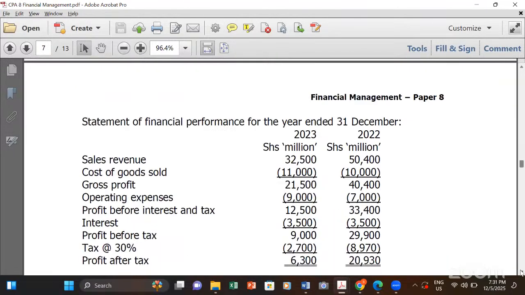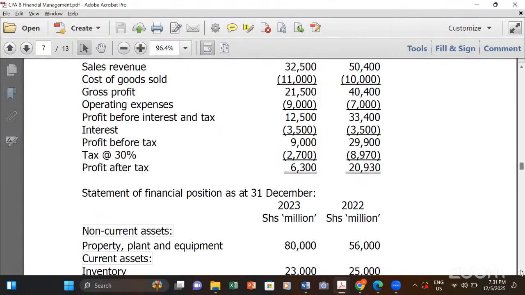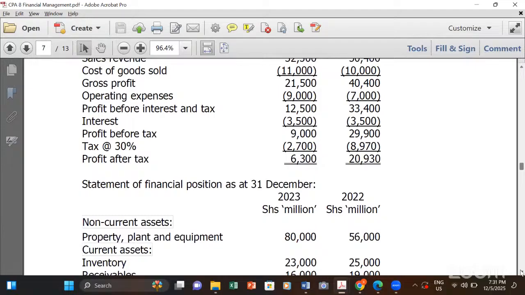They have given you the financial statements for the year ended 31st December 2023 and 2022. Some of you may find people wasting time to read the figures. Operating expenses 9,000 and 7,000. Well, you don't know what you are doing. You will not finish that exam.